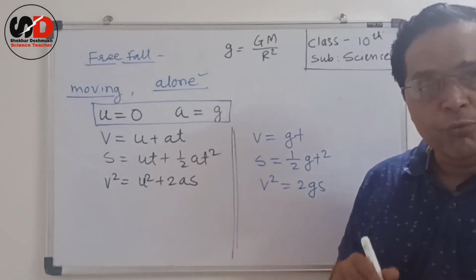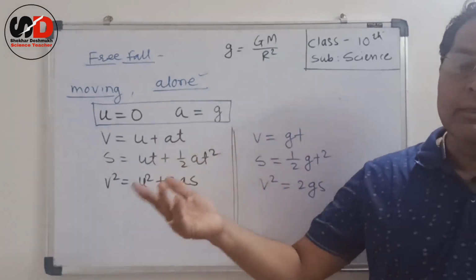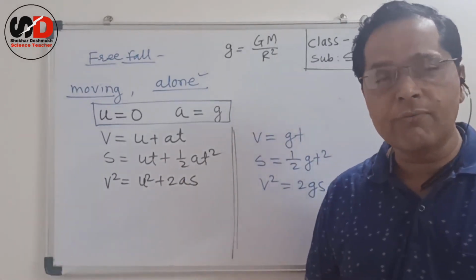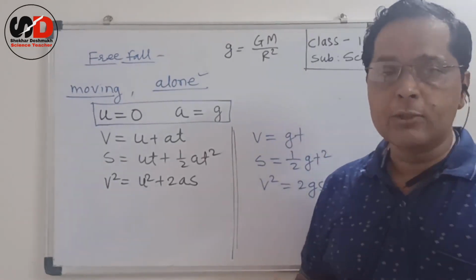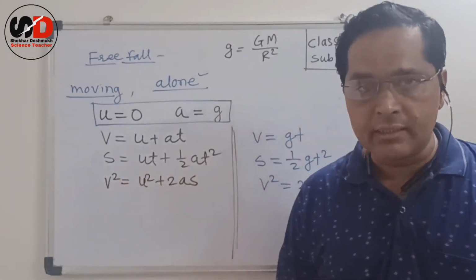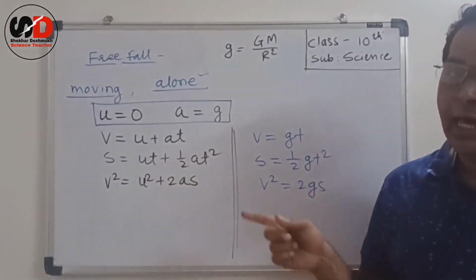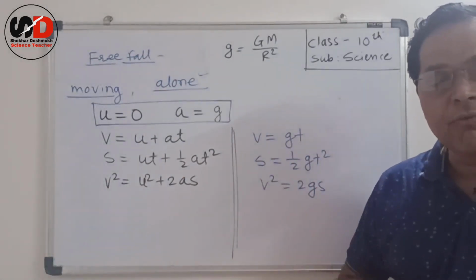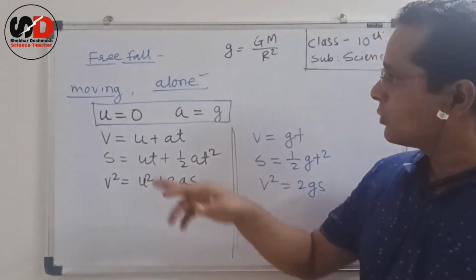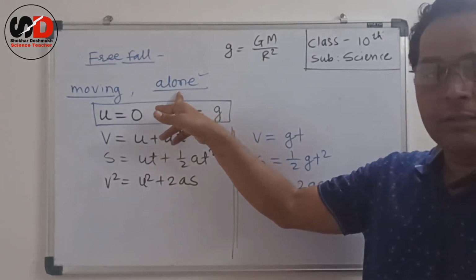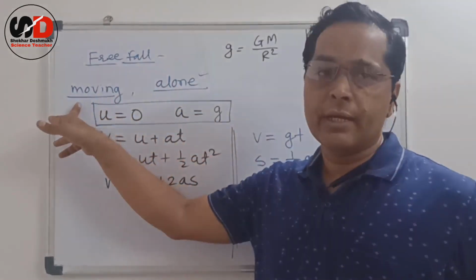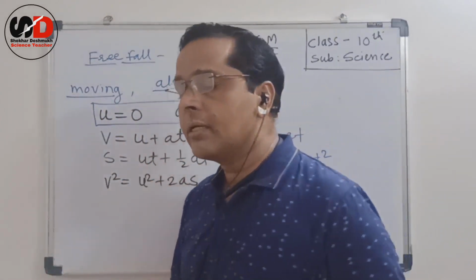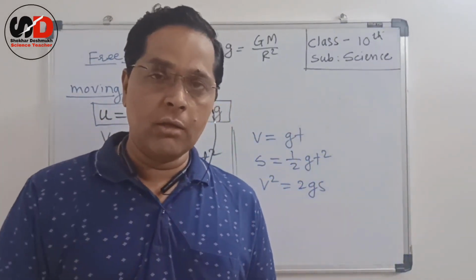We are saying moving because we have seen the example of a satellite. A satellite revolves around the earth, but it is also in a free fall state because it is revolving under the influence of only gravitational force. So these two words, gravitational force alone, and moving. So this is nothing but free fall.